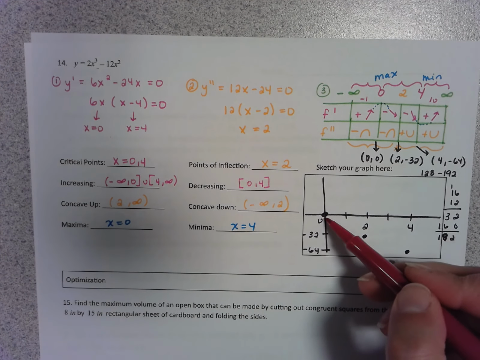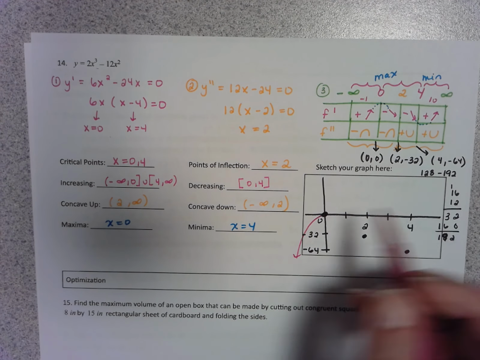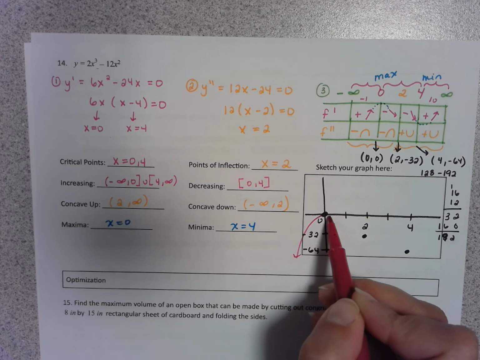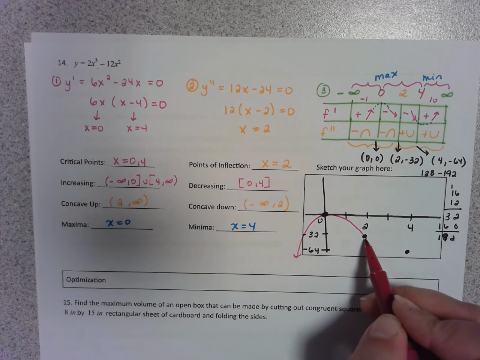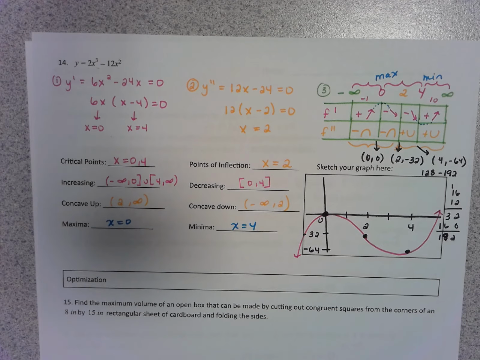Now, everything to the left of 0 is uphill but concave down. In between 0 and 2, it's downhill but concave down. Then downhill and concave up, and then uphill and concave up.